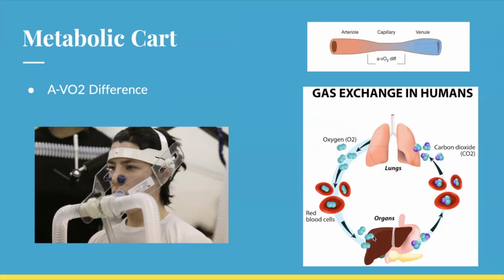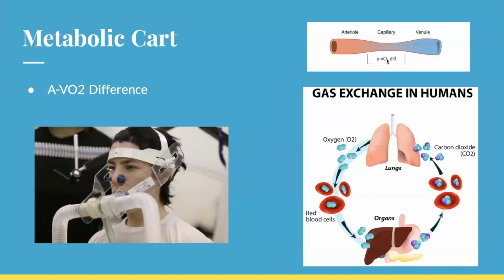So at the capillary level, we have something known as AVO2 difference. On this side is where the oxygen is being carried through the arteries to the capillaries. And the capillaries are at the organs, the muscles, the brain, all of that. So the arteries carry oxygenated blood. The oxygen diffuses to the site that it's being delivered to. And then the deoxygenated blood is carried back up to the lungs to get rid of the carbon dioxide through the veins.